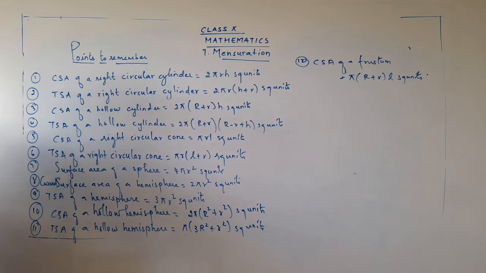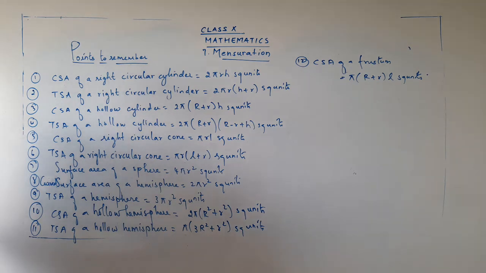Then we have one more formula, TSA of a frustum. Take the last formula, TSA of a frustum. This is only about the surface area. We have some more formulas for volume which will be dealt with in the next exercise. These are only the formulas that we used in 7.1. Here we are talking about the curved surface areas and total surface area of different figures.